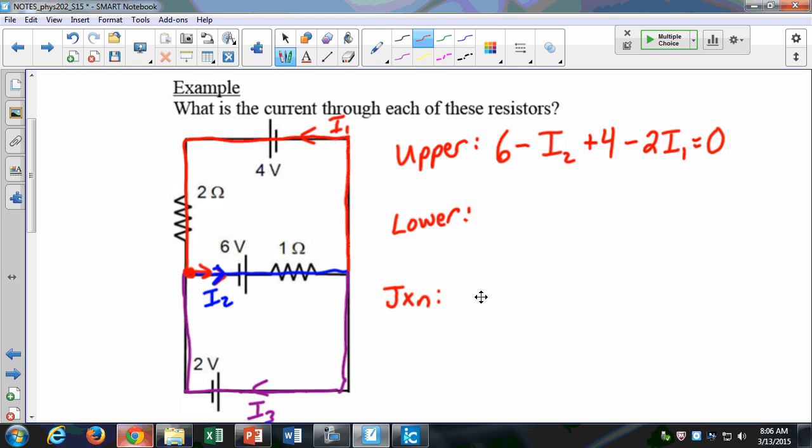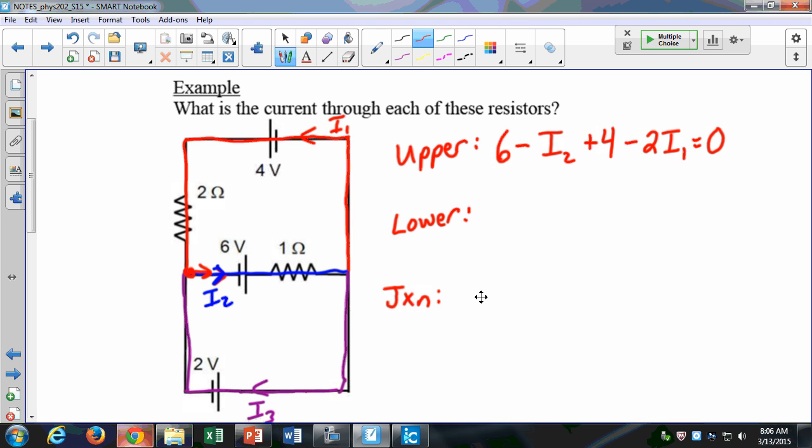Yours might be reordered a little bit, but you should have the same elements. Or you might even have the same, but everything is the opposite sign. Like you could have -6 plus I2 minus 4 plus 2I1, depending on what direction you choose.